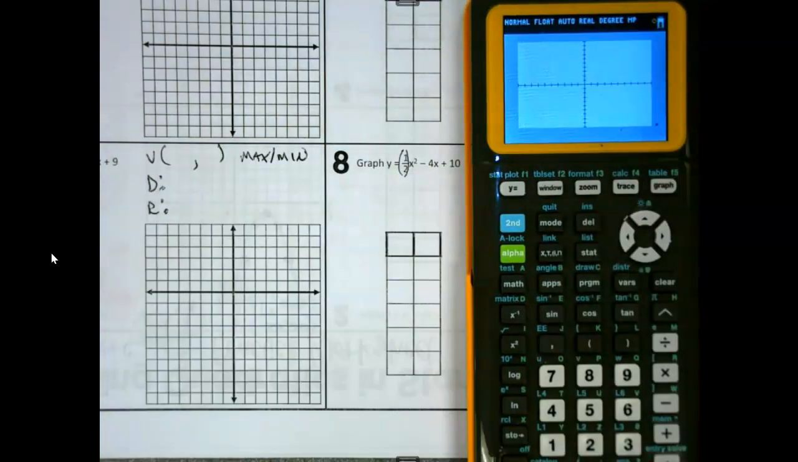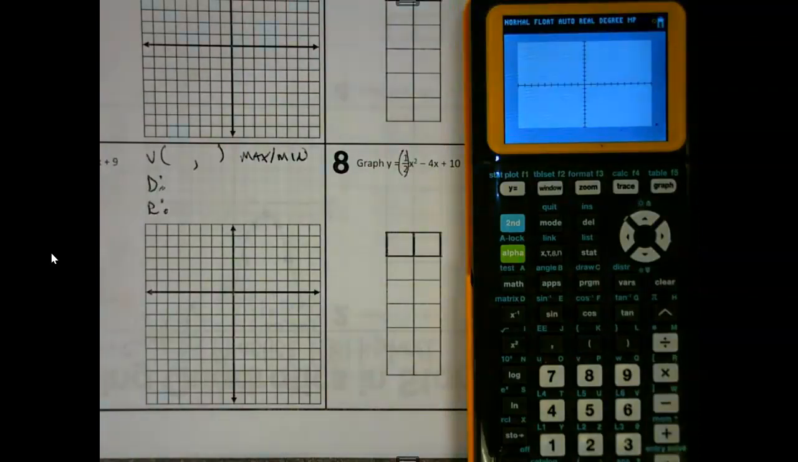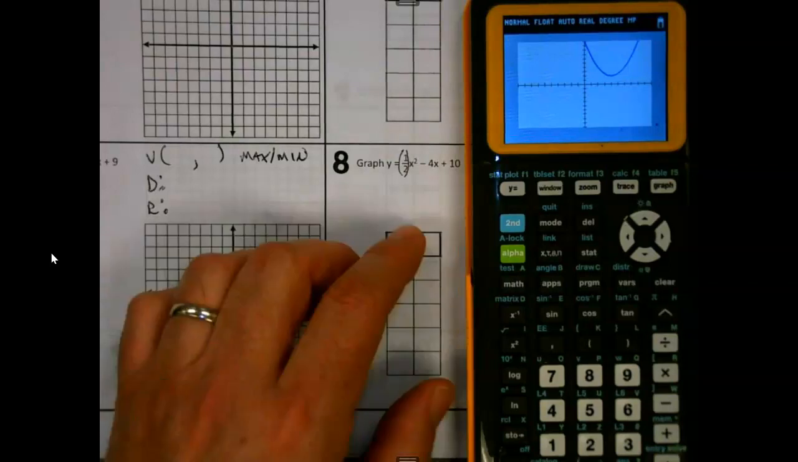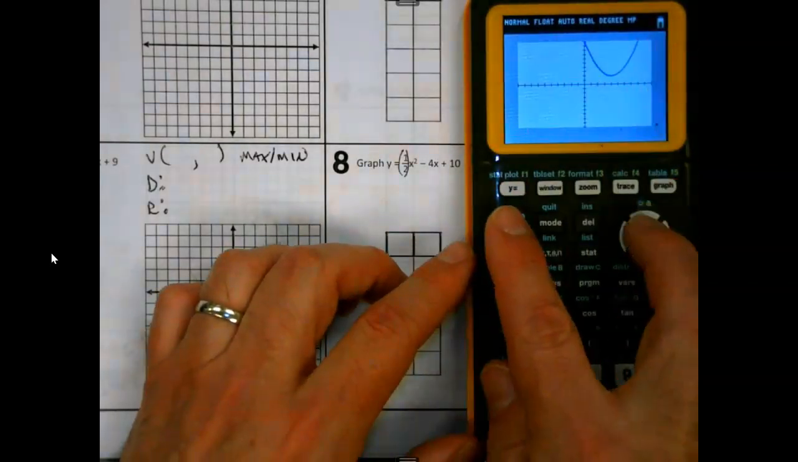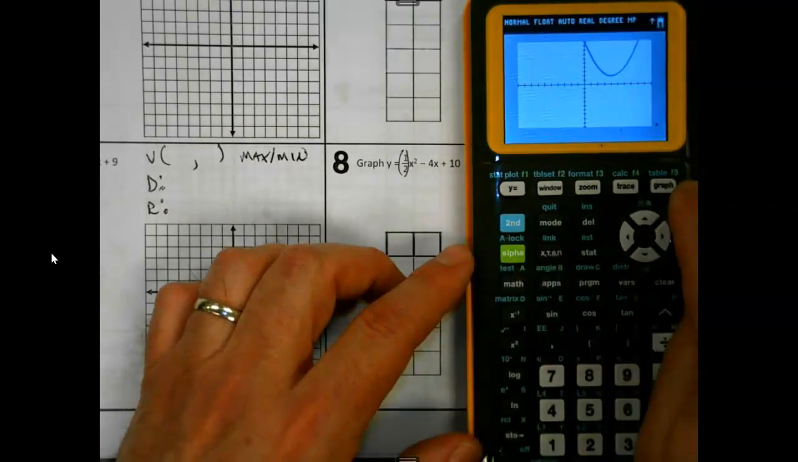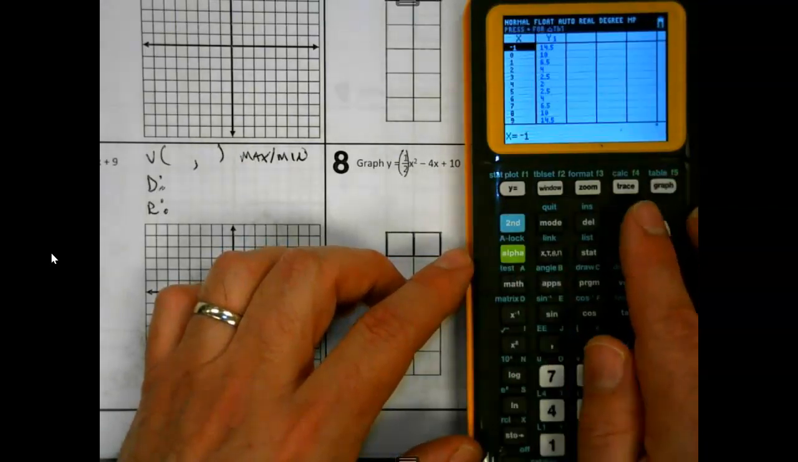So I'll look at the picture quick, just to make sure it still looks like a parabola. Yep, it's kind of wide. Okay. Still looks like our U shape. Second graph will get us the chart we want, though.